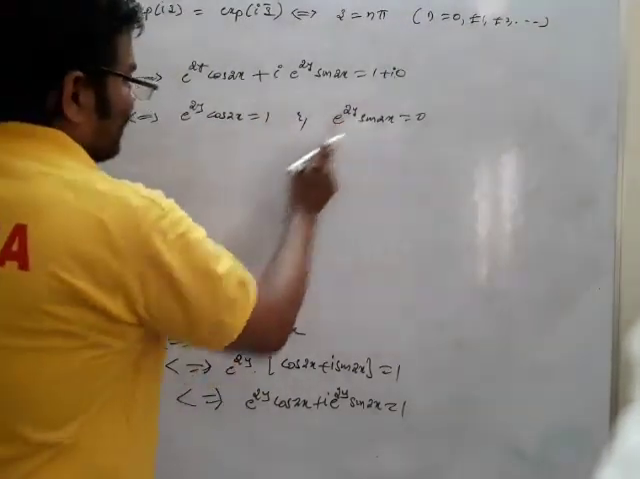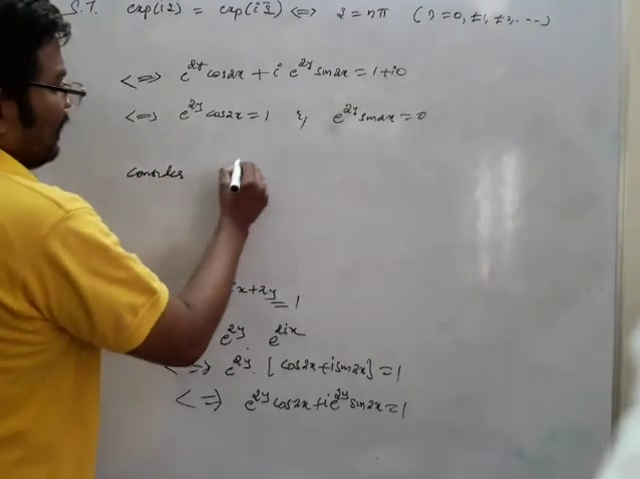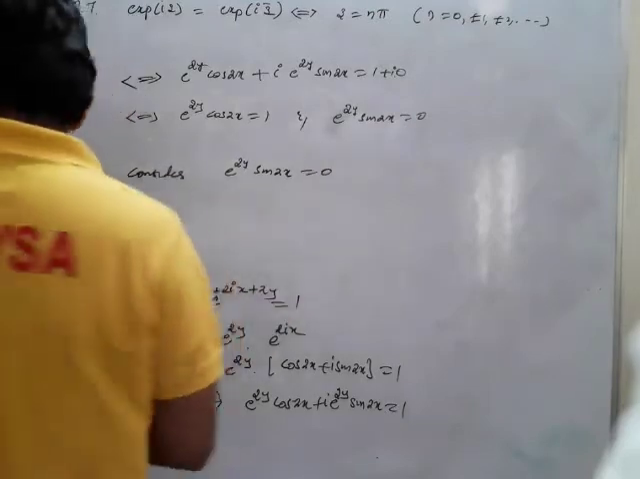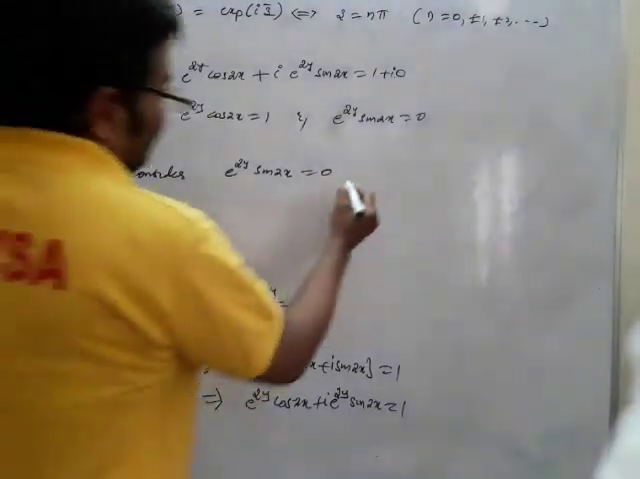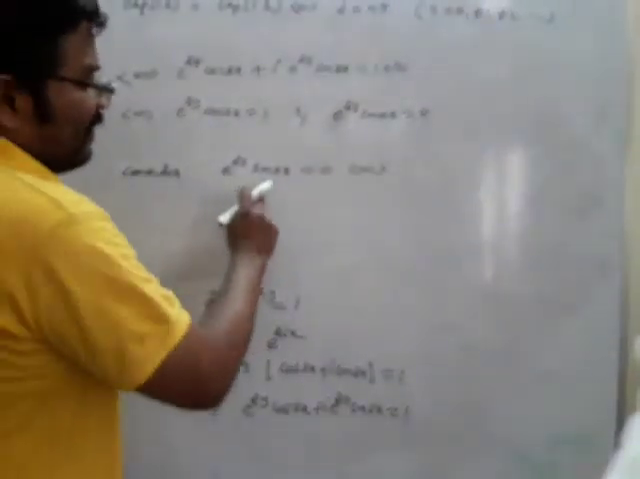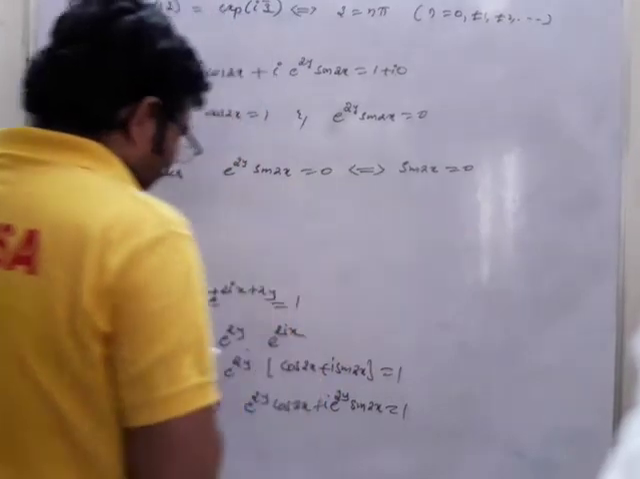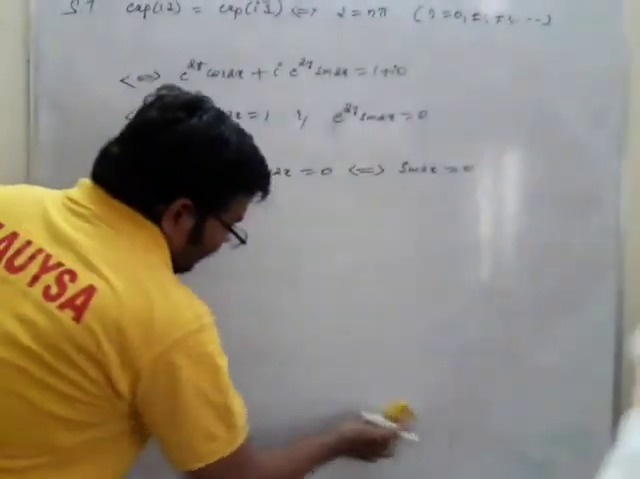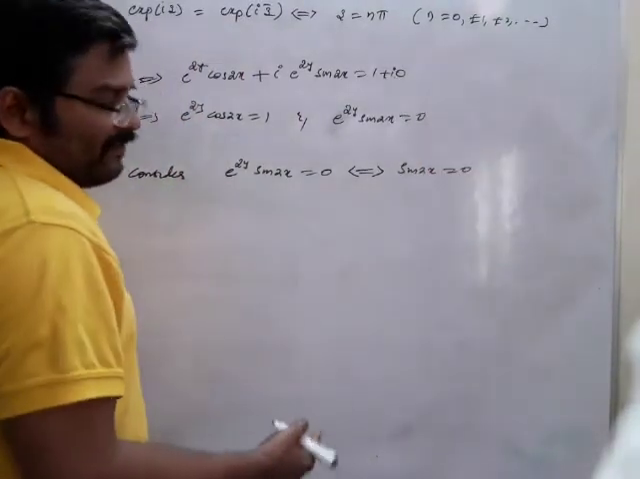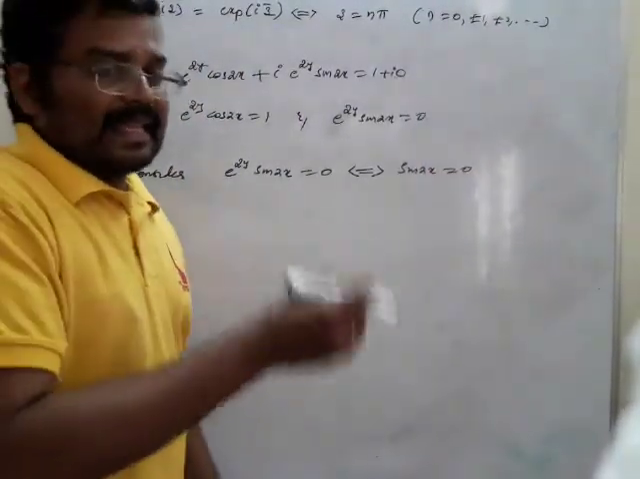So I'll take this. Consider e power 2y sin 2x equal to 0. Now that implies this may not be equal to 0, but this is equal to 0. So sin 2x is equal to 0. When will the sine be 0? When x is equal to n pi. Whenever it is, the general solution of sine is n pi. Sin n pi is 0.